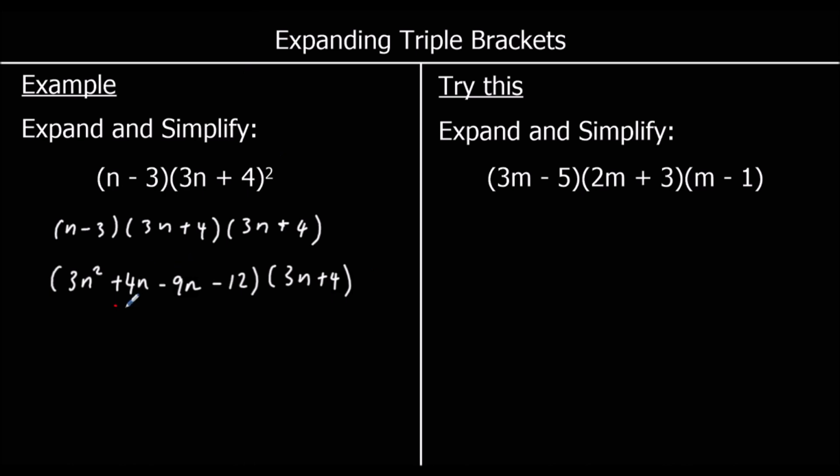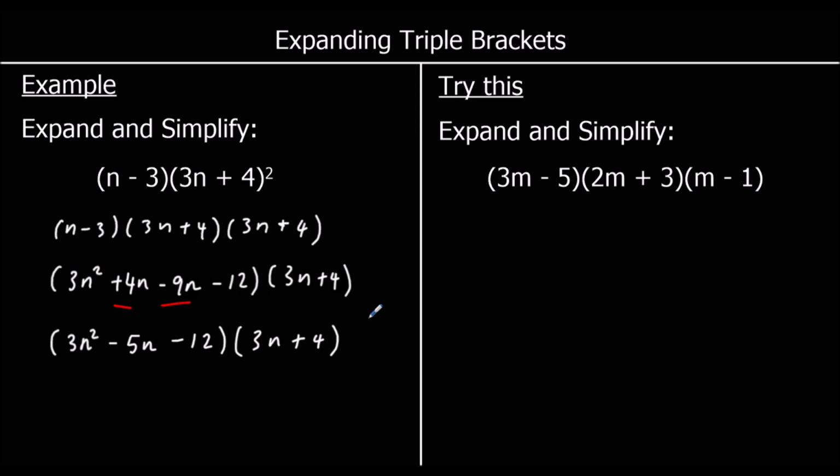So let's collect like terms. We've got 2n terms in the first bracket. So we've got 3n squared. We've got 4n, take away 9n, which is negative 5n. And we've got minus 12. And the second bracket is still unchanged. So now we're going to expand and simplify again.